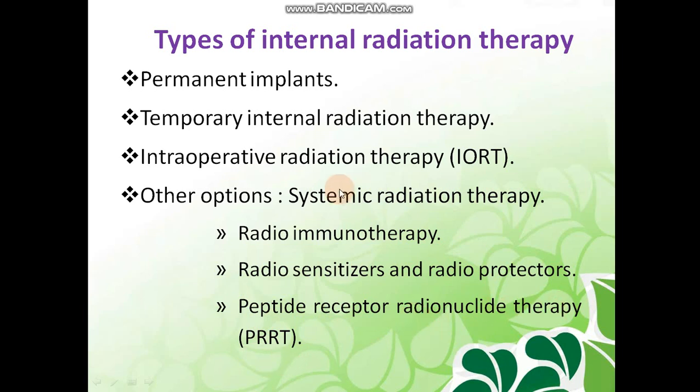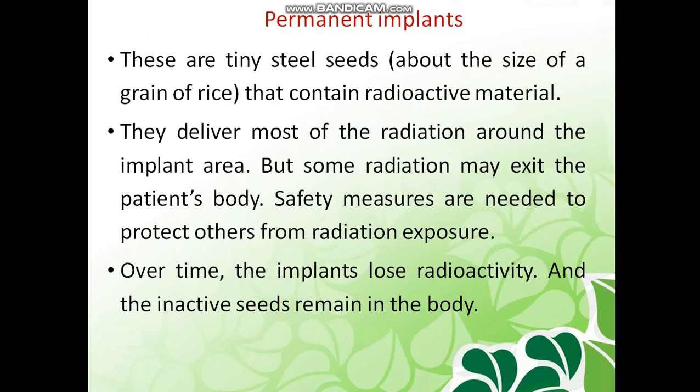Sometimes this question can come as brachytherapy for 5 marks, or teletherapy for 5 marks, or radiation therapy itself for 5 marks, or maybe 7 marks or 10 marks. Okay, first one is permanent implants. Permanent implants are tiny seeds. They are steel seeds, about the size of a grain of rice, a small rice. They contain a radioactive material.